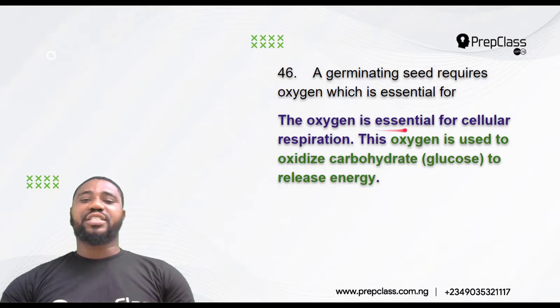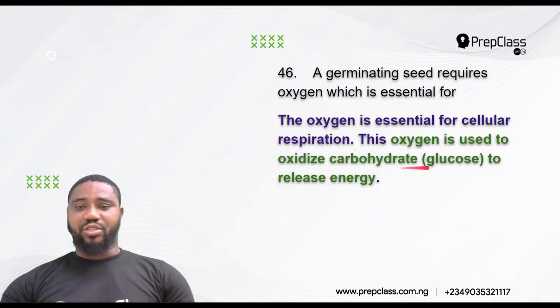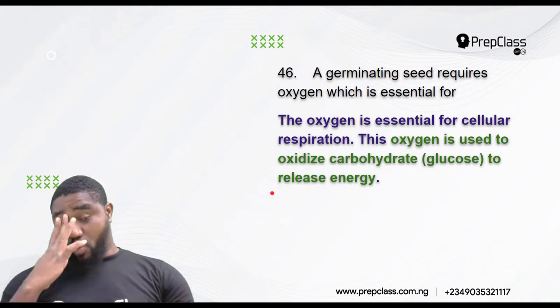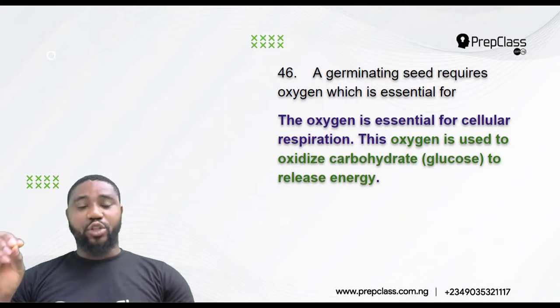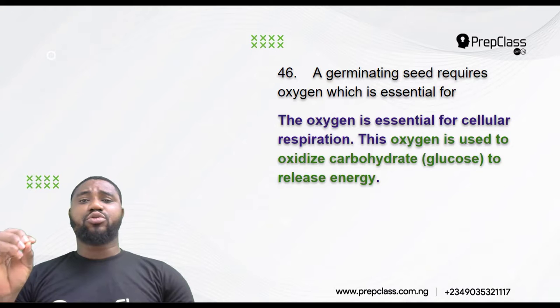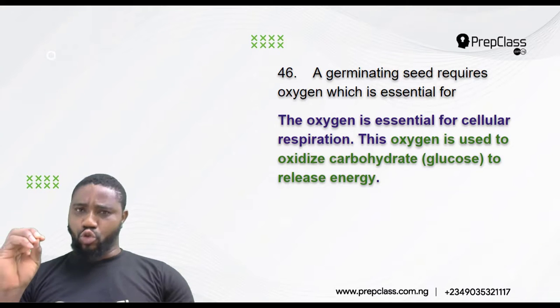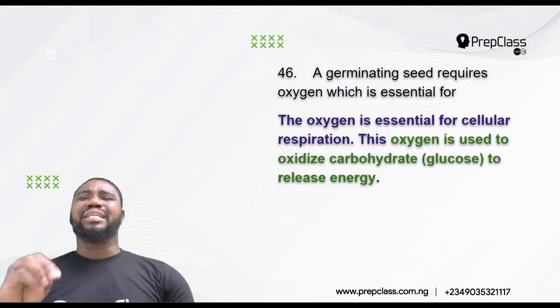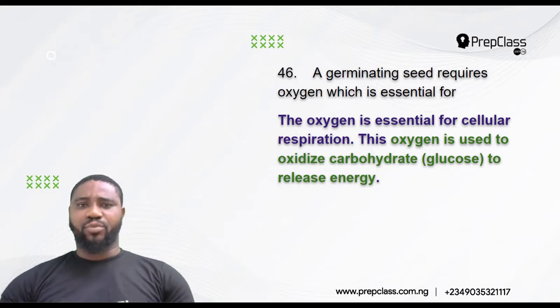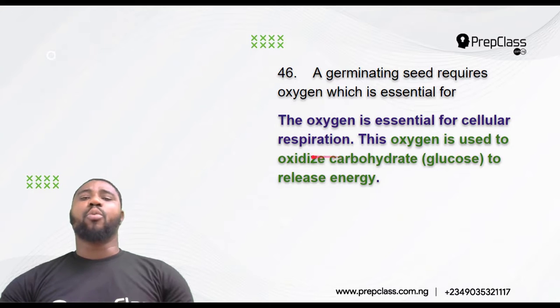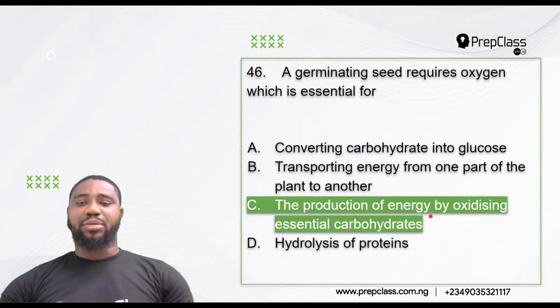I say that the oxygen is essential for cellular respiration. This oxygen is used to oxidize carbohydrates, that's glucose, to release energy. So the reason why a germinating seed requires oxygen is for it to respire. Respiration is not breathing in of oxygen and taking out of carbon dioxide. No, respiration is a process whereby living organisms break down glucose to release energy, and this can be done in the presence or in the absence of oxygen. So a germinating seed uses oxygen to break down glucose, that's carbohydrate, to release energy. So the answer is the production of energy by oxidizing essential carbohydrates.